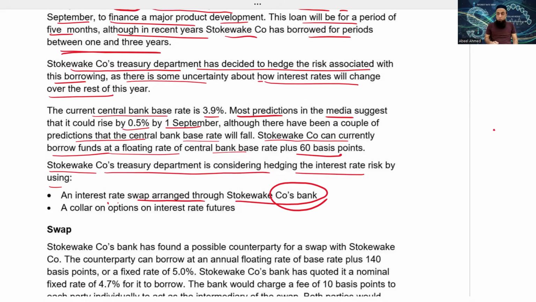Instead of a bank, if you go to a counterparty directly, then you face the risk of default of the counterparty as well. Here it is through a bank, so obviously now you will not face that risk. I'll explain this point more later on. A call on the options on interest rate futures swap.